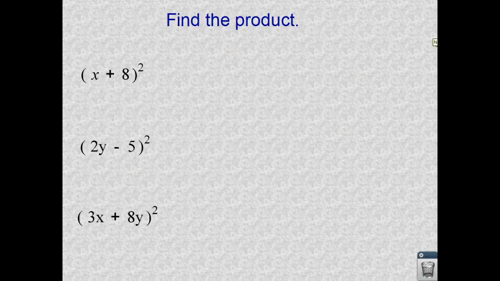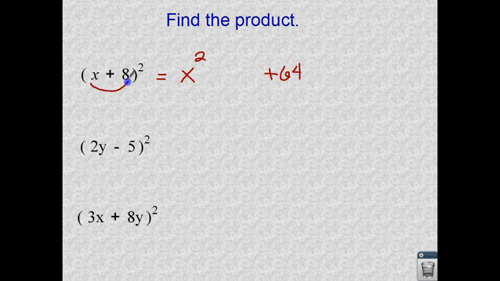So the first one is a square. This only works with binomials squared. You cannot have an exponent of 3 and have this rule work, and you cannot have a trinomial on the inside and have it squared. So this is a binomial sum to the second power. All right, so square the first, make some room for the middle term, square the last. Well, 8 times 8 is positive 64. So square the first, square the last.